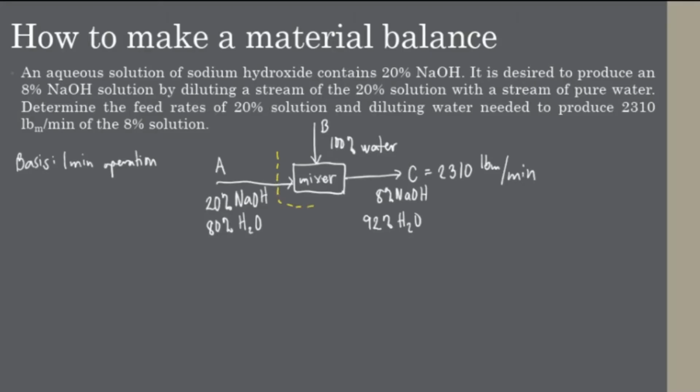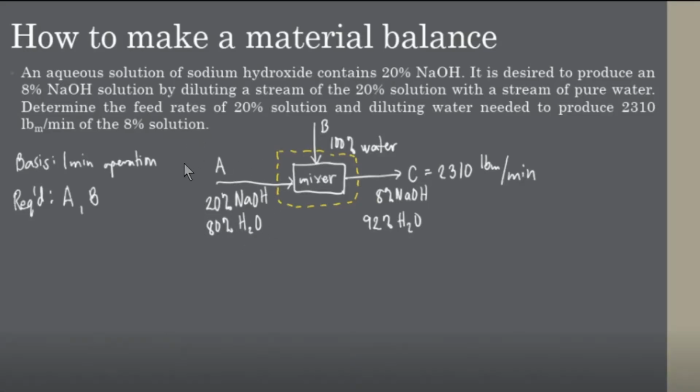I say that we are setting the boundary around the mixer. In our future lessons, when we will consider processes with several unit processes, then we have to specify our boundaries. Okay? But for now, it is enough to say that for a single unit, your boundary is around that unit. Before proceeding with the balances, let's first determine what is required from this problem or what is being asked from the problem. The problem statement is given here. Determine the feed rates of the 20% solution and diluting water needed to produce 2,310 pounds mass per minute of the 8% solution. Our required in this case is A and B.